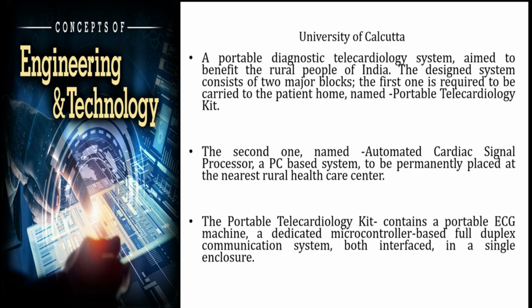The system has two major blocks. The first one is carried to the patient's home; it is a portable telecardiology kit. The second one is the automated cardiac signal processor, a PC-based system. This can be kept in the rural centers, the primary health centers or rural health centers, permanently.